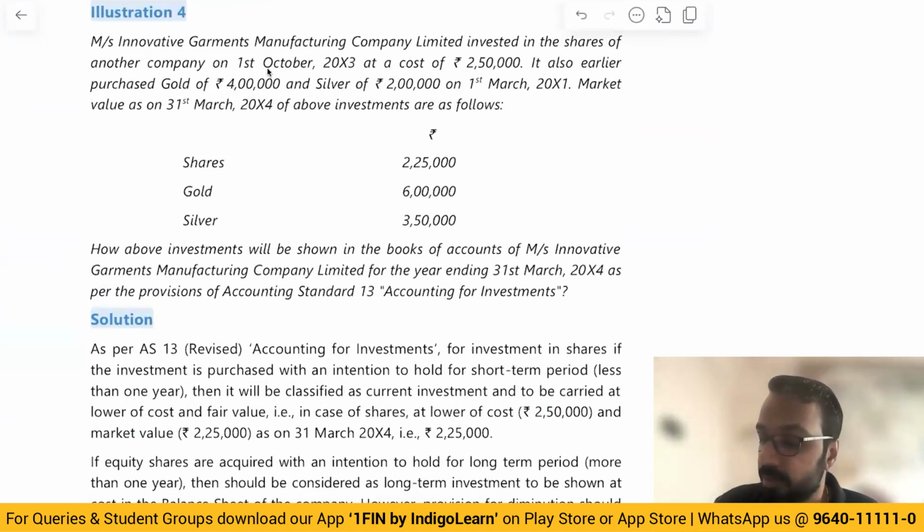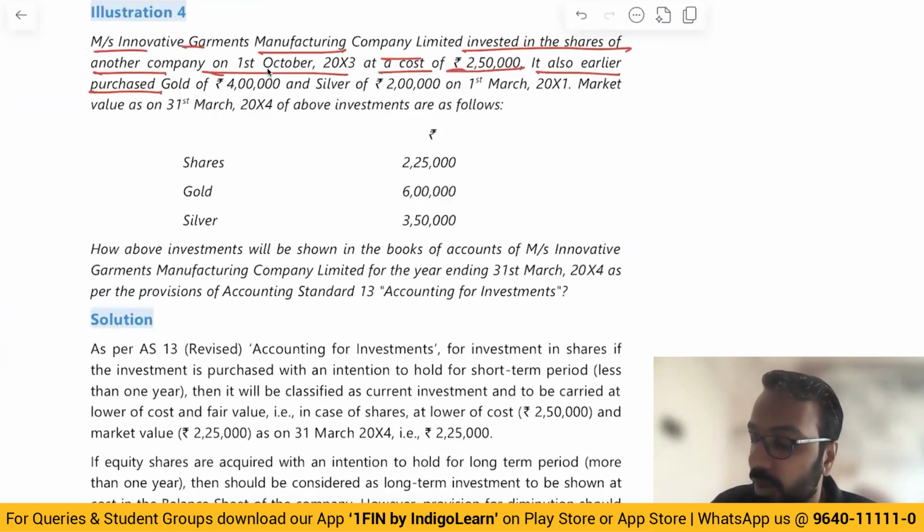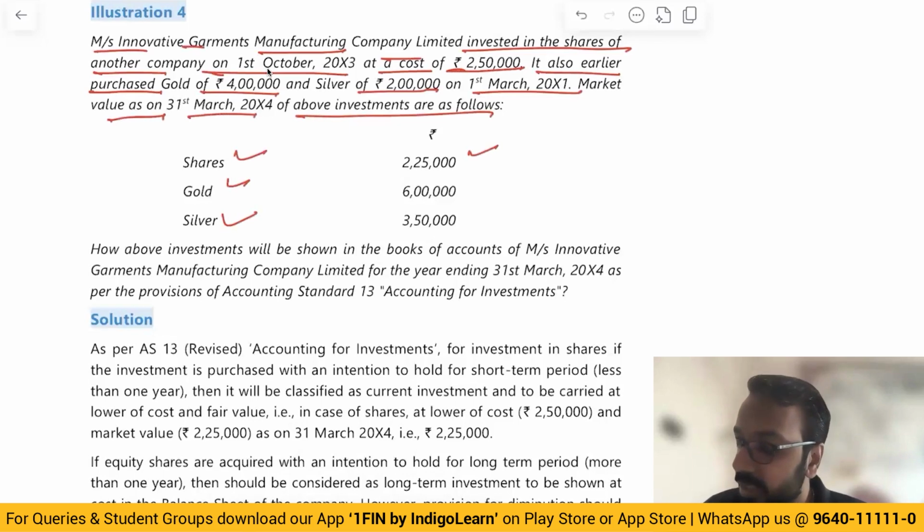Then, Innovative Garments Manufacturing Company invested in the shares of another company on 1st of October at a cost of 2,50,000. It also earlier purchased gold of 4 lakhs and silver of 2 lakhs on 1st of March. Market value on 31st March of the above investments is given below. Shares is 225, gold is 6 lakhs, and silver is 3 lakhs 50,000. Okay. Now, what is the question? How will the above investment be shown?